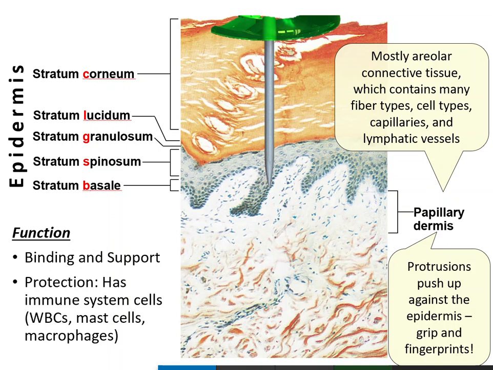So a lot of things are going on in the papillary dermis. Overall, it has a binding and support function. Binding because it's connecting the epidermis with the other layers of the dermis, and protective functions because of the immune system cells that hang out here. For example, white blood cells, mast cells, and macrophages.